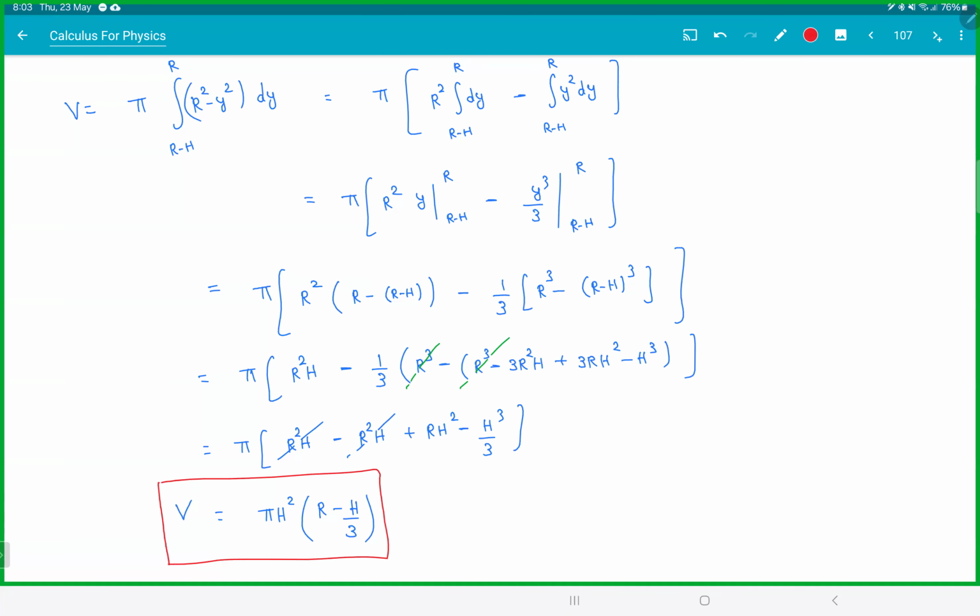Now let's verify and see. If h is equal to 2r, substitute there, we will get pi (2r) whole square times (r minus 2r by 3). So this is one thing, Rehan. Just because your answer matches for 2-3 things doesn't mean it's right everywhere. So that is right. If h is equal to r, we get V is equal to pi r square times 2r by 3. At least the options are matching. So the problem with guessing: if it is wrong, it is wrong. If it is right, there is no guarantee it is right.